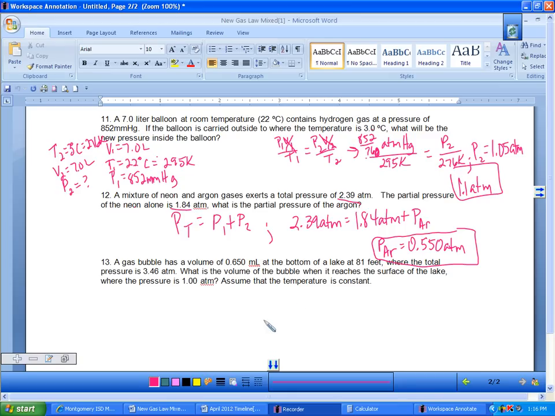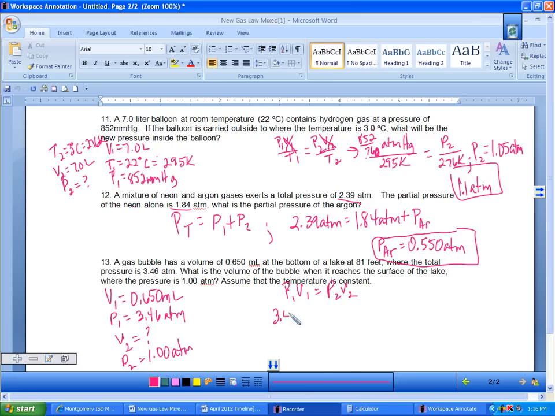All right, number 13. A gas bubble has a volume of 0.650 milliliters at the bottom of a lake. So my volume 1 is 0.650 milliliters. And that occurs when my pressure is 3.46 atmospheres. What is the new volume going to be when the pressure is 1.00 ATM? P1 V1 equals P2 V2.